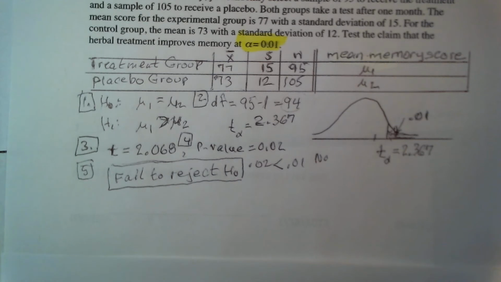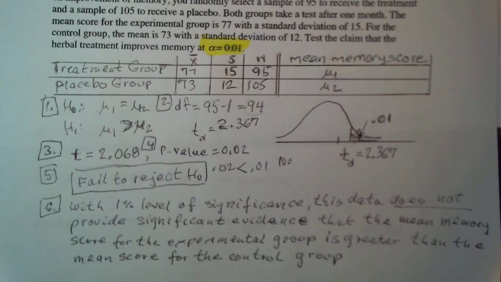And now we're ready to state our conclusion. At the 1% level of significance, there's not sufficient evidence to support the claim that the herbal treatment improves memory. Another way of phrasing it is to say, at the 1% level of significance, this data does not provide significant evidence that the mean memory score for the experimental group is greater than the mean score for the control group.